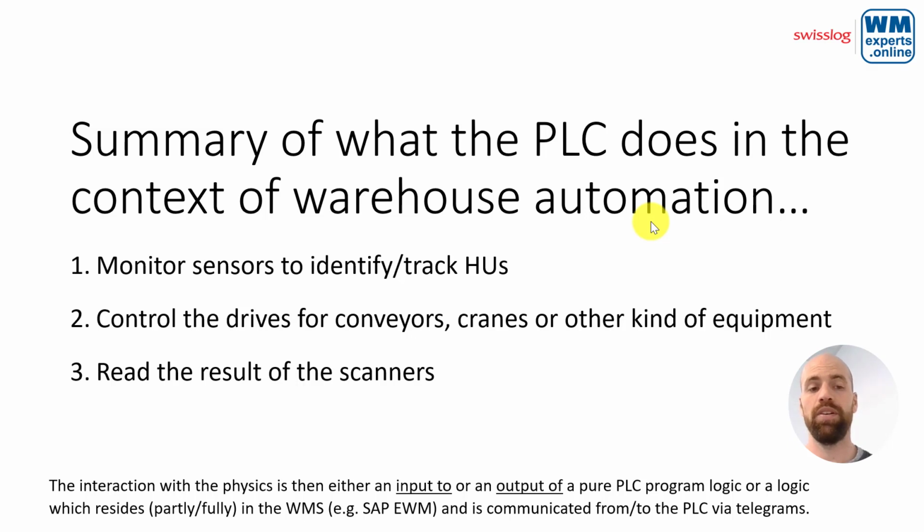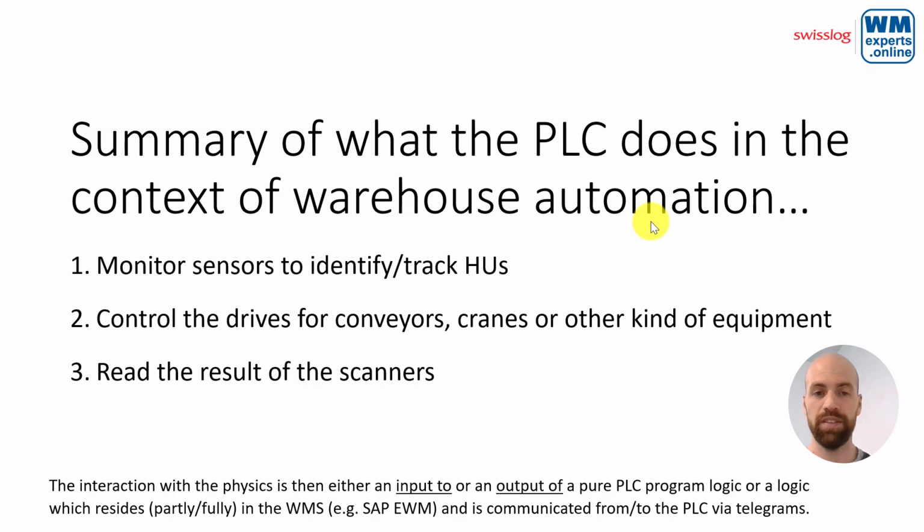Then the control of drives for conveyors and for cranes or all other kinds of equipment like transfer cars or empty pallet stackers or whatever. So it switches on or off those drives, and to read the result of scanners. There's probably no warehouse automation without any scanners reading barcode, matrix code, whatever.